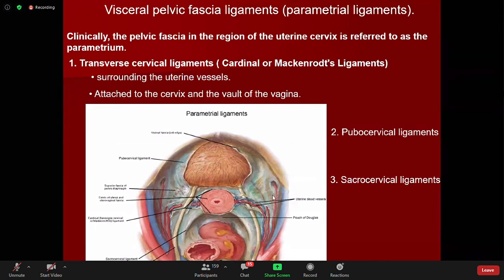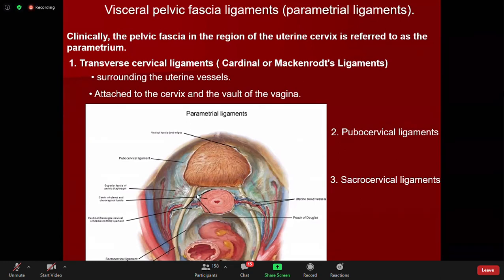The ureter passes, which is water under the bridge. We call it water, urine, under the bridge. We have other visceral pelvic fascia ligaments, one between the symphysis pubis and the cervix. It's called pubocervical, and one between the cervix and the sacrum. It's called the sacrocervical ligament, but they are not as important as the cardinal or the McEnroe ligament.